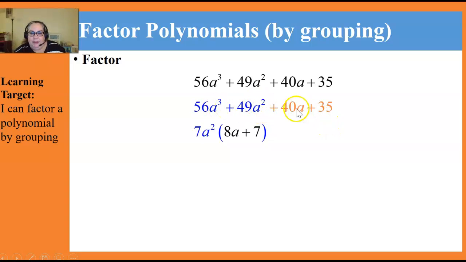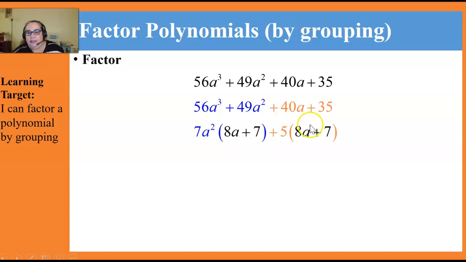Now I'm going to do the same thing for the last two terms. So what is the greatest common factor of the last two terms? I believe that's 5. And then when you factor out the 5 from 40a and 35, you get 8a plus 7. Now here's a great place to double check your work. When you get to this step, you should have two identical binomials. If you don't, it means that you made a mistake somewhere.